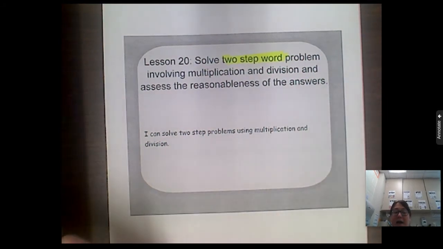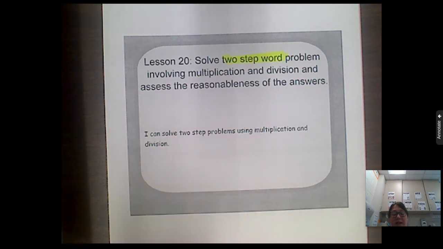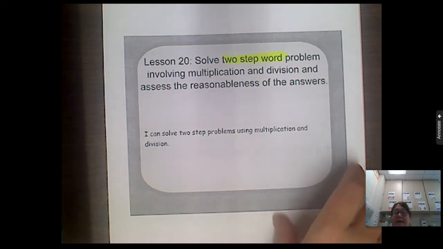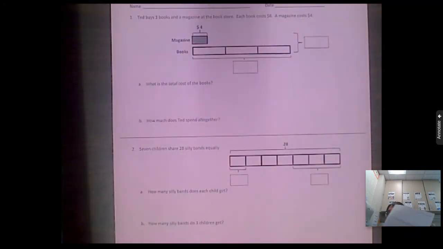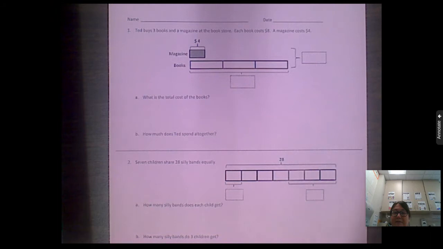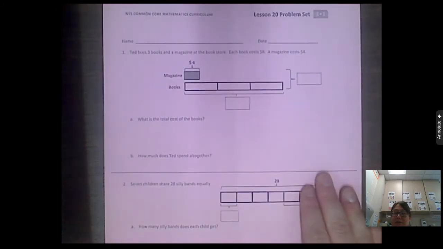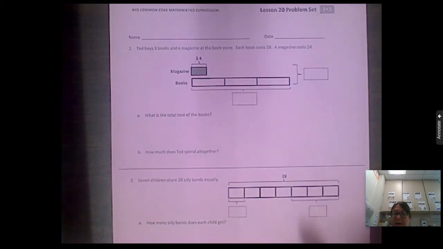Okay. And our I can statement is I can solve two-step word problems using multiplication and division. So that just means that we have to be extra good word detectives today, math detectives, to decide if we are going to be multiplying or dividing. We're going to hop right into our problem set today so we can put a lot of effort and energy into our word problems. So make sure you have your name and date on there. It's lesson 20 problem set, our pink problem set for today. So grab it if you don't have it, and then come back when you're ready.